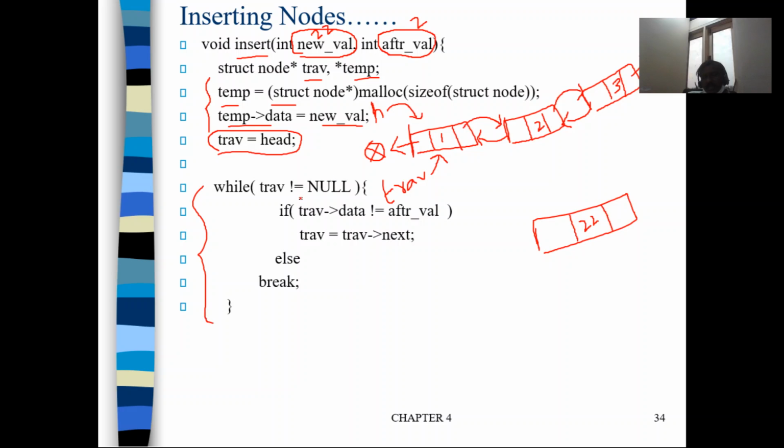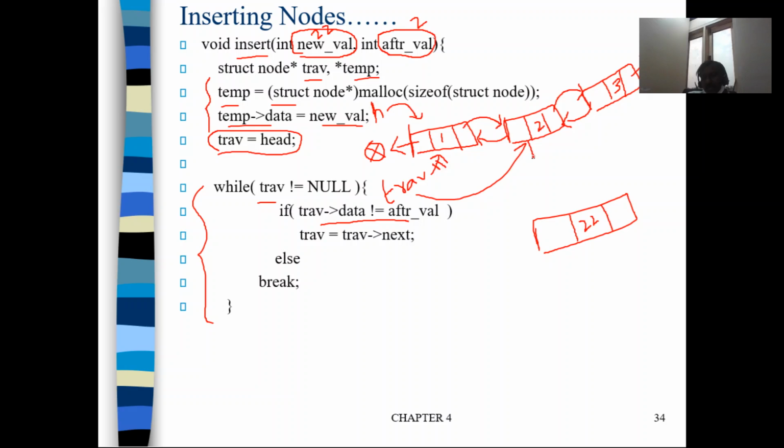While traverse not equal to null. Is traverse equal to null? No, it's pointing to the first node, it's not null. If that is the case, then check: if traverse arrow data not equal to after val. What is traverse arrow data? 1. Is it equal to after val? After val is 2. No, it's not equal. Then what should you do? traverse equal to traverse arrow next. It means that traverse is now pointing to traverse arrow next, which means the second node.